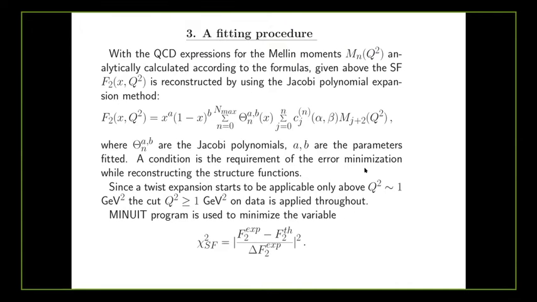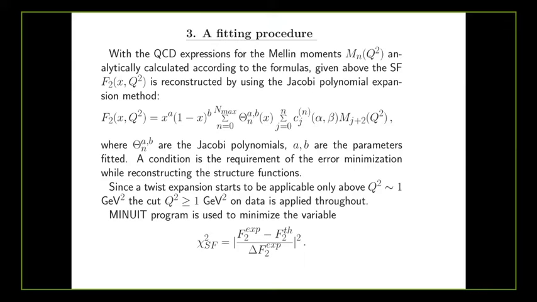So now the mathematical part is finished. Now it is the fitting procedure. So we have a structure function. It's reconstructed through Mellin moments. For Mellin moments there are some evolution equations which can be solved exactly, and the structure function can be reconstructed using these Jacobi polynomials, with some maximal value of n, because Jacobi polynomials have the same generating function.